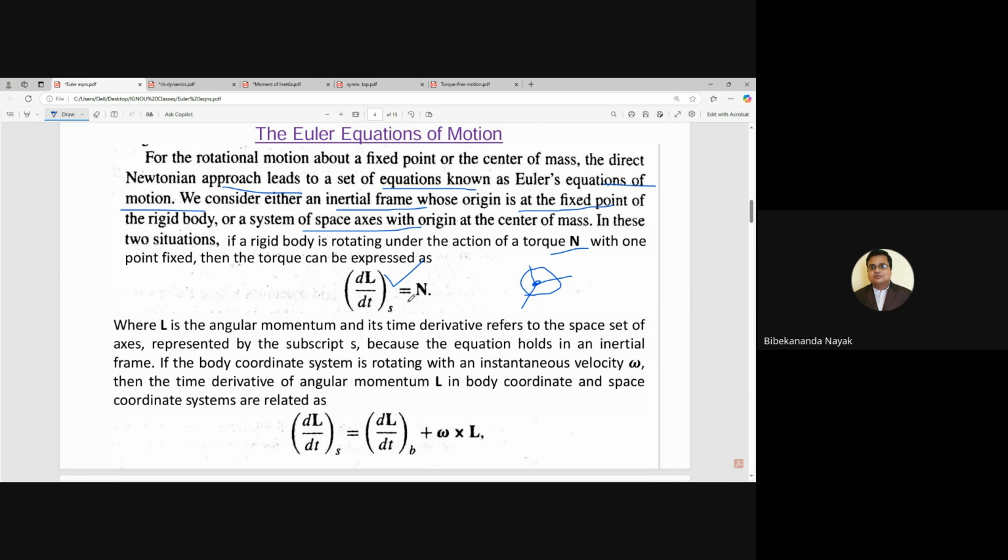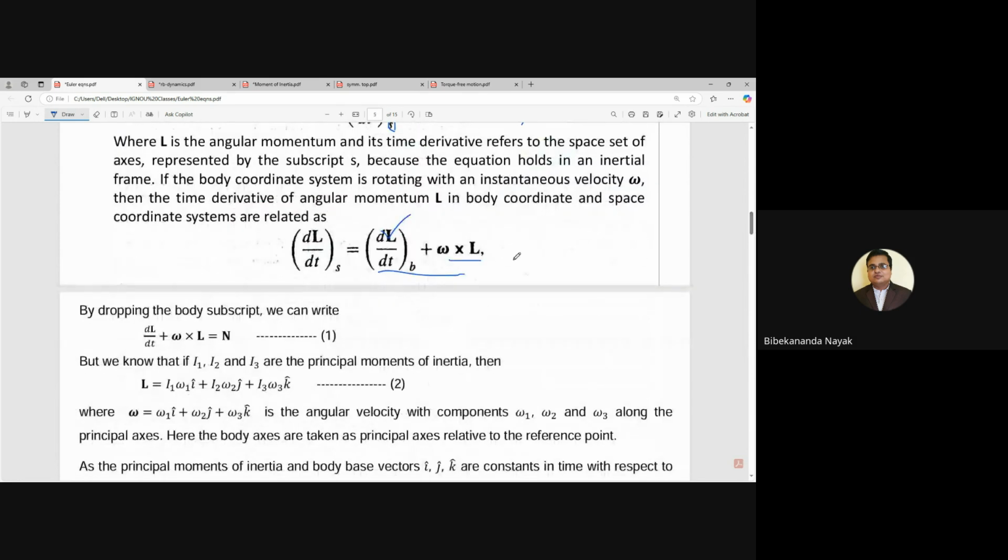Now, how does it relate to the rotating coordinates? Whatever formula we study is for space coordinates, but we are inside the earth, which is rotating. Since the earth is rotating, all moving phenomena are affected. dL by dt in space is equal to dL by dt in the body, meaning inside the rigid body, plus omega cross L due to rotation. So dL by dt in the body is equal to dL by dt in space minus omega cross L.